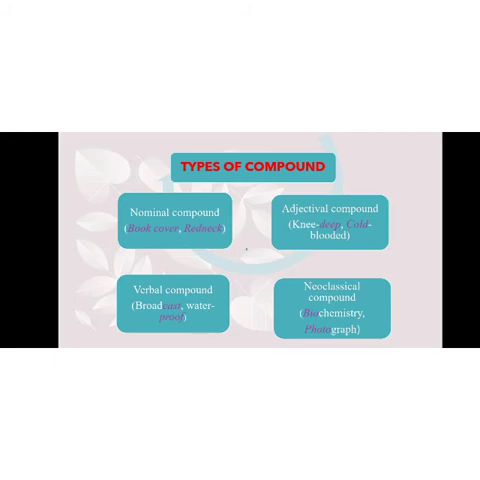The second is adjectival compound. An adjectival compound is a compound with an adjective as head. For example, deep-blue and cold-blooded. So blue and blooded are the adjectives in the compound. And the third is verbal compound. A verbal compound has a verb as the head. For example, broadcast and waterproof. So cast and proof are the verbs and are the head in it.